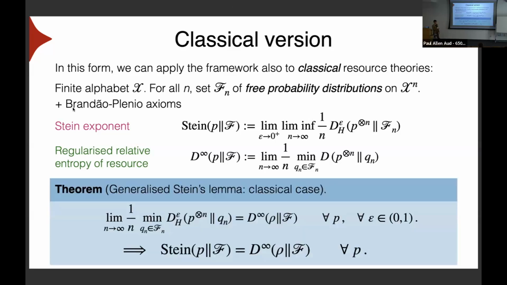Okay, so you can also formulate a generalized Stein's lemma in the classical case. You remember that the Stein exponent was this limit of the hypothesis testing relative entropy. I also put a limit epsilon going to 0 there. Now I claim something even stronger. Actually, for every epsilon, if you take this limit, you get the regularized relative entropy. Epsilon doesn't matter, which makes total sense, right?